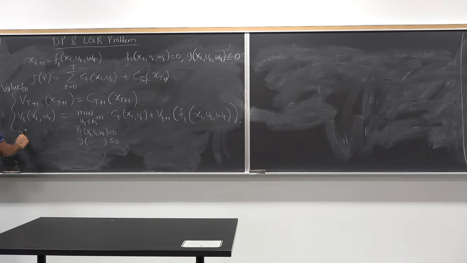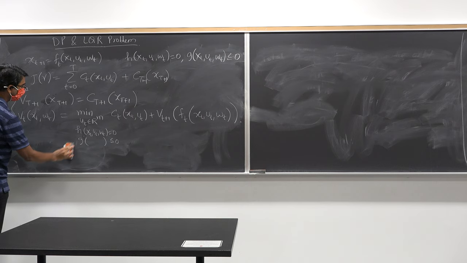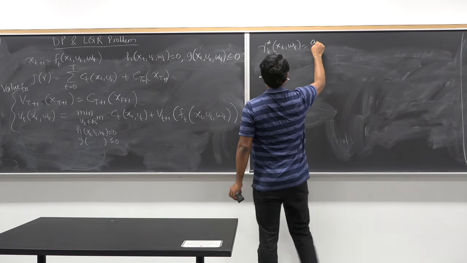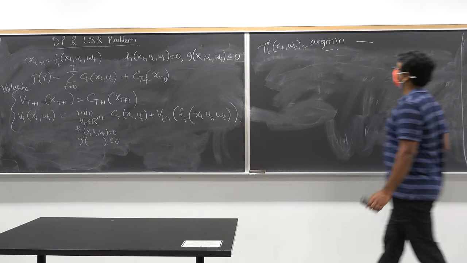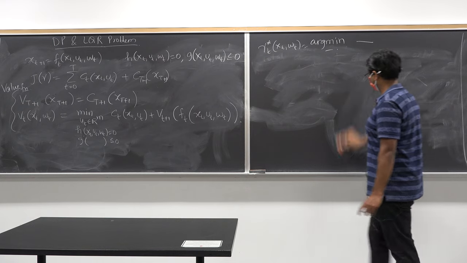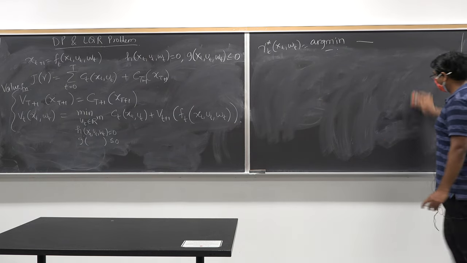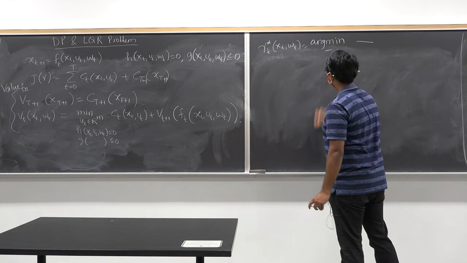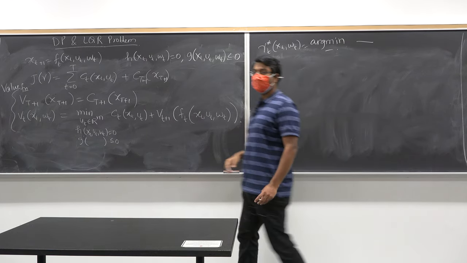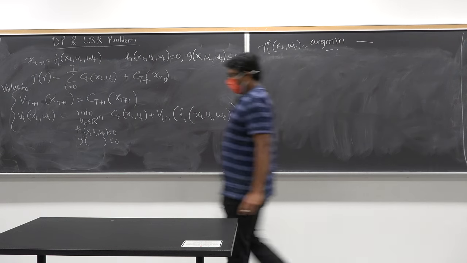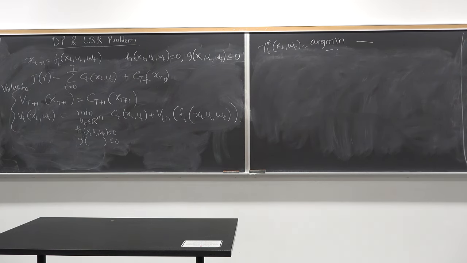And gamma star T, which is the optimal policy, is equal to the argmin of the same optimization problem. Of course, when you solve optimization on a computer, you get both the optimal value and the optimal point as the output of the optimization algorithm. So you will be able to get both using the same optimization routine. You don't have to run optimization two times. So this is what we did in the previous class.